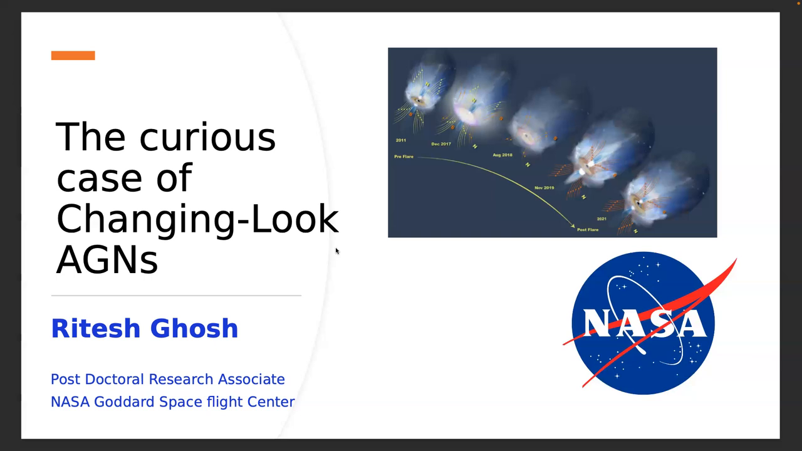He will talk about a very interesting aspect of AGN variability that has come up in the last decade or so, maybe less than a decade: some AGNs are changing too much. And he will try to explain why and what is actually happening. So, Ritesh.